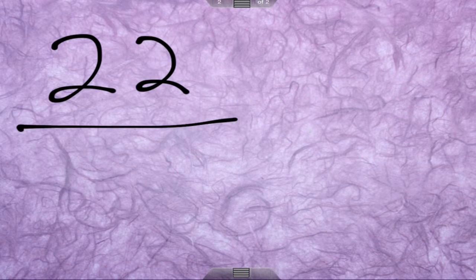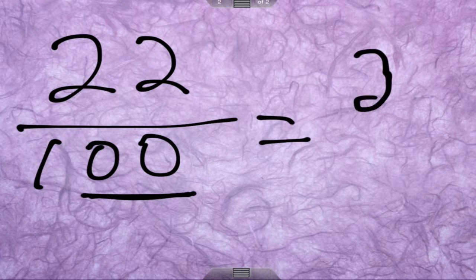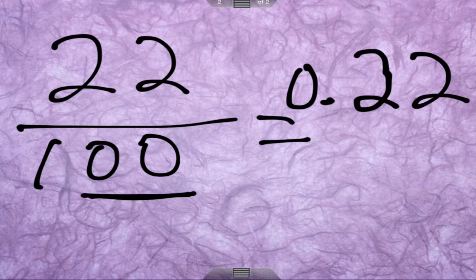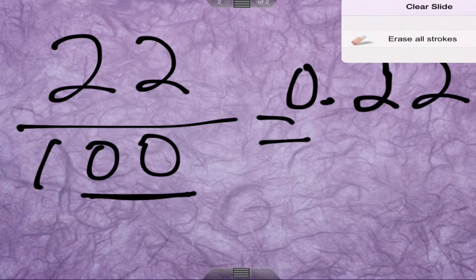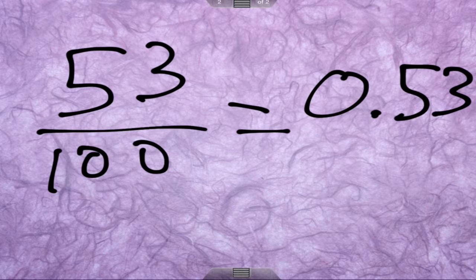Now let's say you have two numbers, like 22 over 100. So 22 over 100 is 22 hundredths. You can hear the hundredths. So 22 hundredths is 0.22. Another one is, let's say, 53 over 100. So if you have 53 over 100, it's in the hundredths, so 0.53. You have two spots there, 53 hundredths.